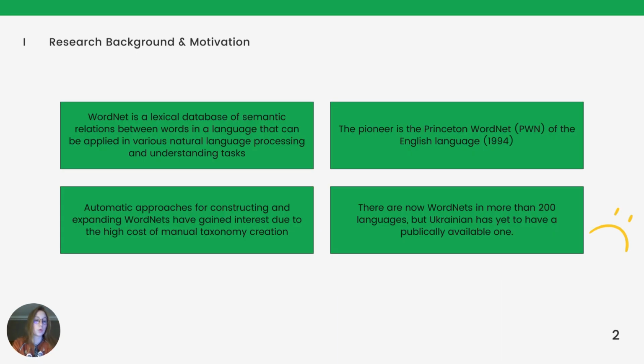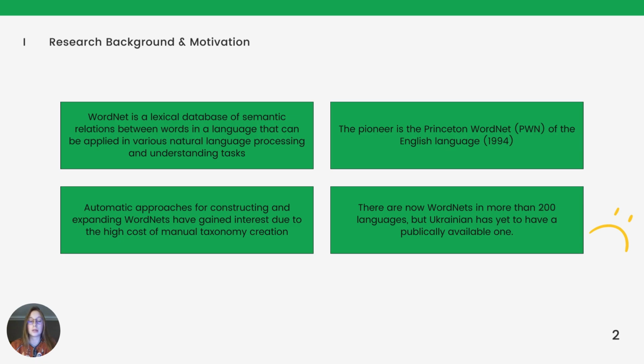So to begin with, WordNet is a comprehensive lexical database that illustrates the semantic relations between words in a language. It plays a crucial role in various natural language processing and understanding tasks, including word sense disambiguation, machine translation, and text summarization. The journey of WordNet began in 1994 with the publication of the Princeton WordNet.